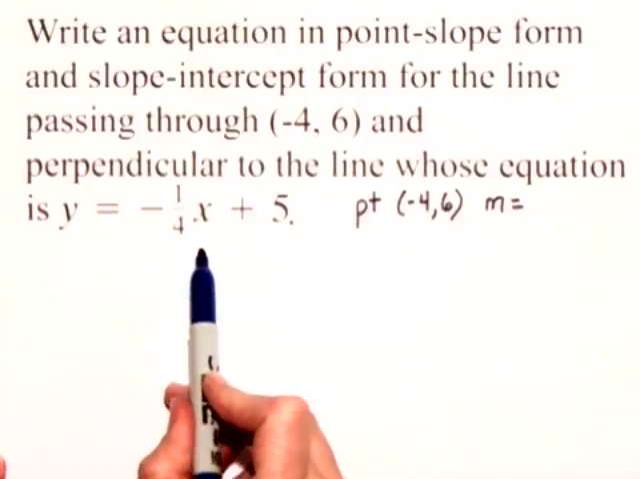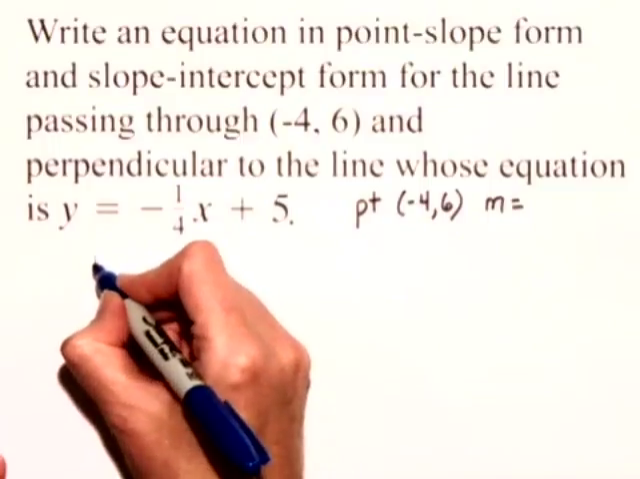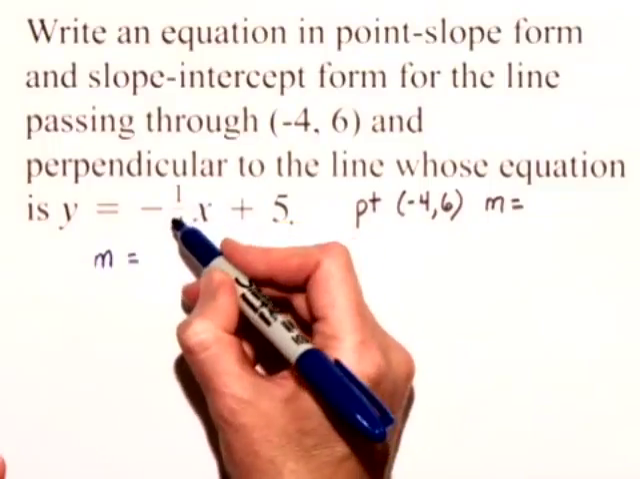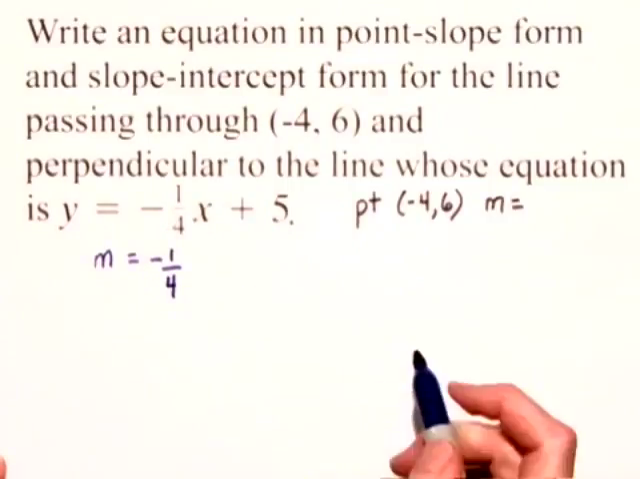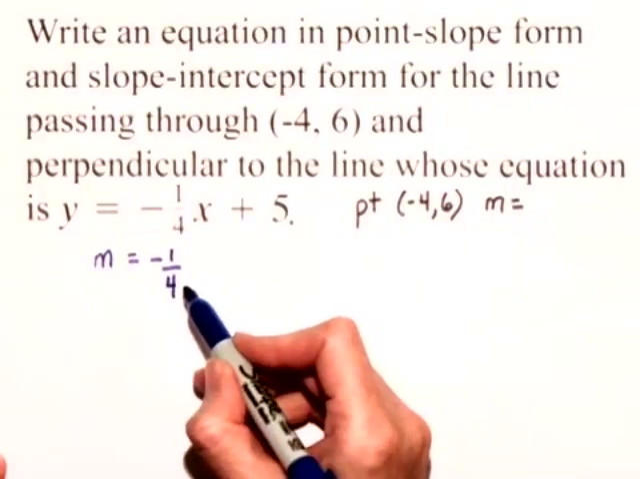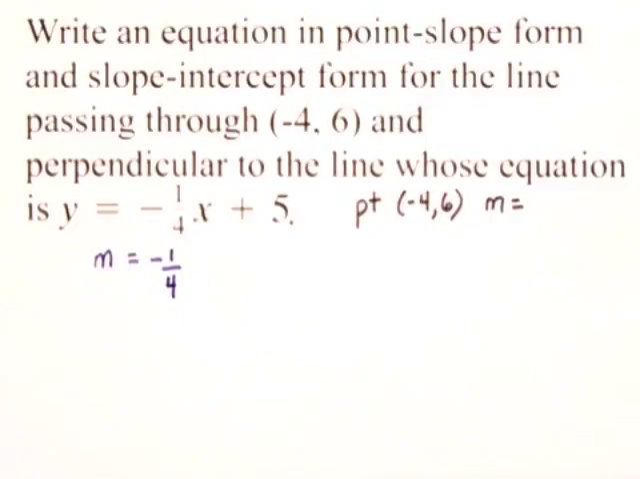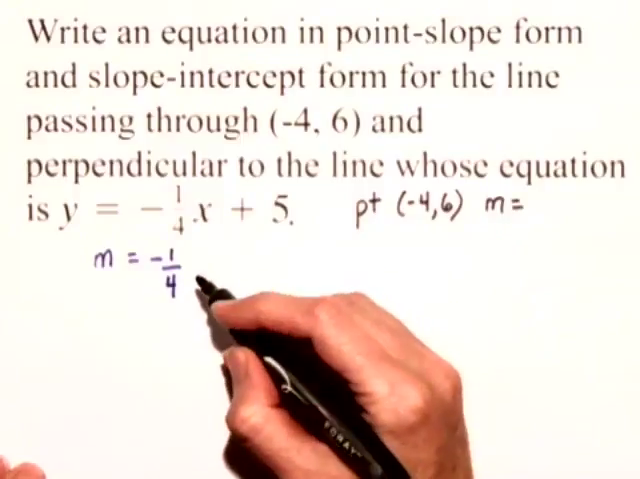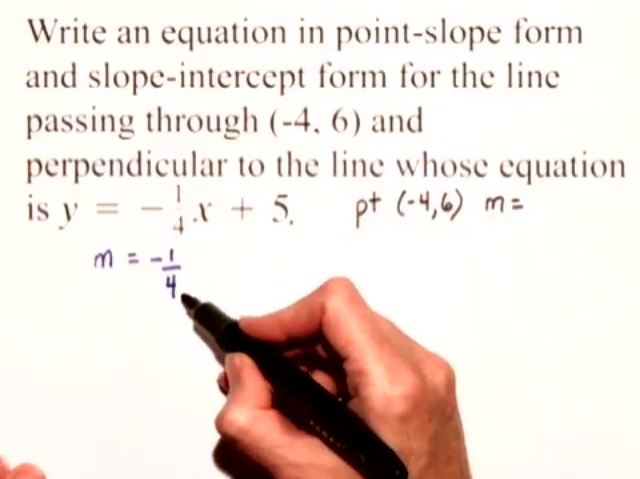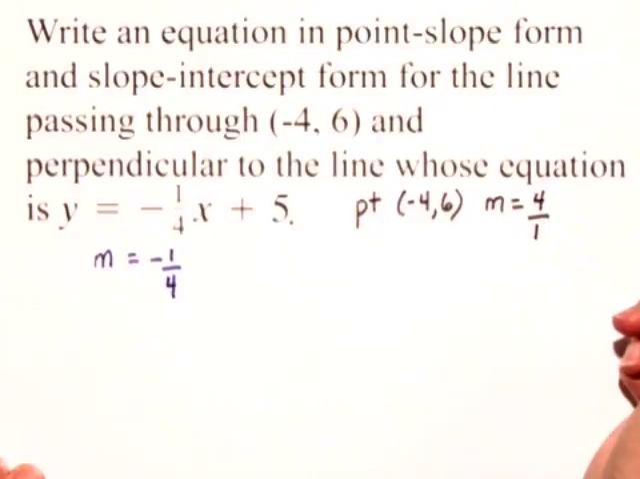Well, we can certainly see what the slope of this other line is because it's in y = mx + b form. So the slope of this other line is equal to -1/4. So the slope that we want to use for our line has to be the negative reciprocal, because two lines that are perpendicular have slopes that are negative reciprocals of each other. So since the slope of this other line is negative, ours is going to be positive, and then we simply take the reciprocal. In other words, we change the numerator with the denominator. So it'll be positive 4/1, or simply just 4.